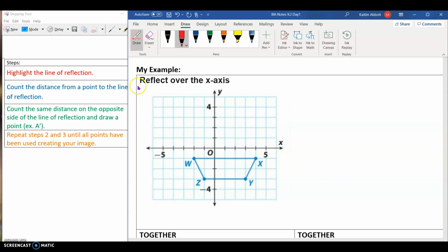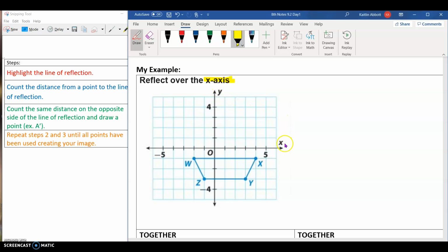So here's my example. It says reflect over the x-axis. So we need to highlight the line of reflection. The line of reflection, they tell us, is the x-axis. Is this the x-axis?